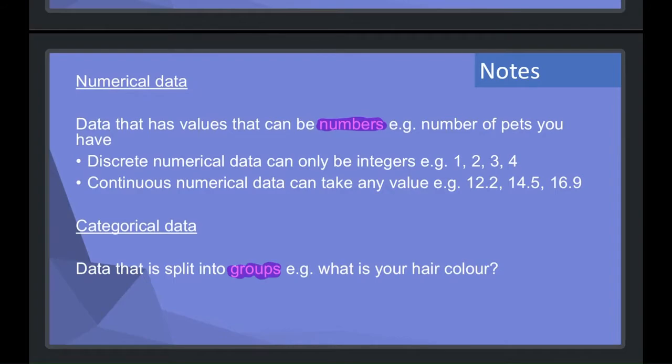We can break down numerical data a little bit further. We've got discrete, which is basically integers, whole numbers. 1, 2, 3, 4. Continuous numerical data is where the numbers can be any value within a certain range. So decimals are fair game, and everything and anything in between. So if you need to pause here to finish writing some stuff down, go ahead. I'm going to jump into some examples.